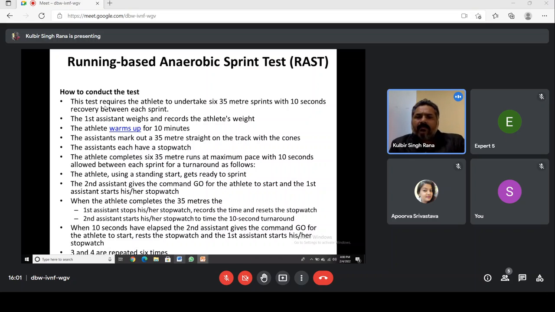So that will show how much lactate he can tolerate, right? He'll be doing a complete sprint, which is anaerobic activity, then for 10 seconds he'll try to recover, then again a 35 meter sprint. So that will be his peak activity. His anaerobic fitness will be tested by that method, right? Clear?